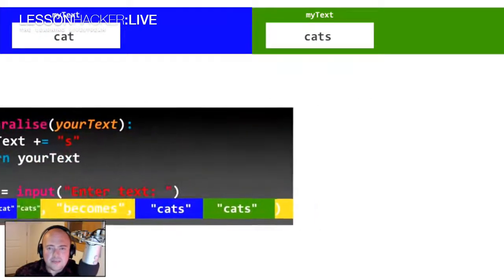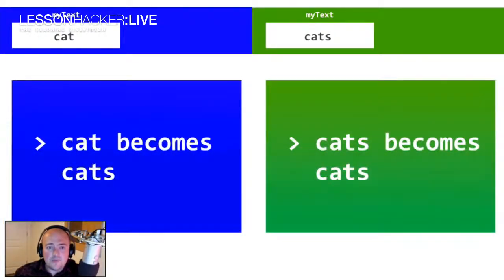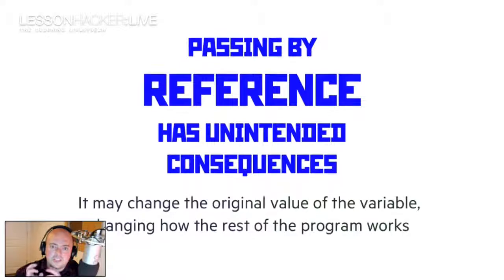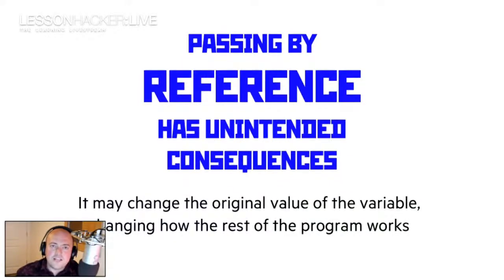Now, what that means when we print them out is the blue one does it right. Cat becomes cats. The green one doesn't make any sense. Cats becomes cats. And it's not great, because passing by reference has unintended consequences. Because it changes the original value, we don't know what's going to happen with that original value in the rest of the program. So unless you are desperate to save space, you should really try to avoid this at all costs.